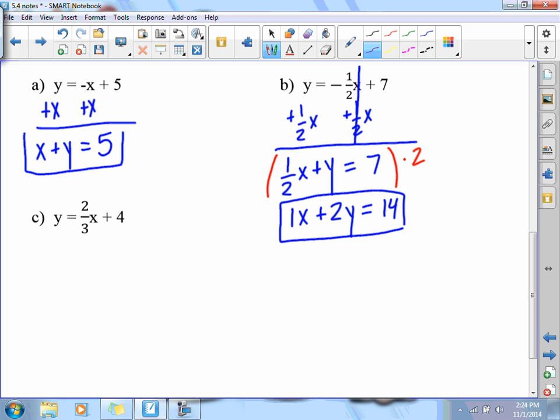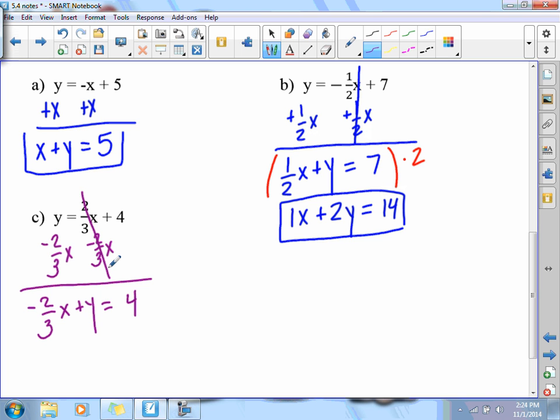Okay, so for part C, I'm going to practice this one more time. I'm going to move the 2/3 x over to the other side. This time I have to subtract the 2/3 x to move it. So I'm going to have negative 2/3 x plus y equals 4.